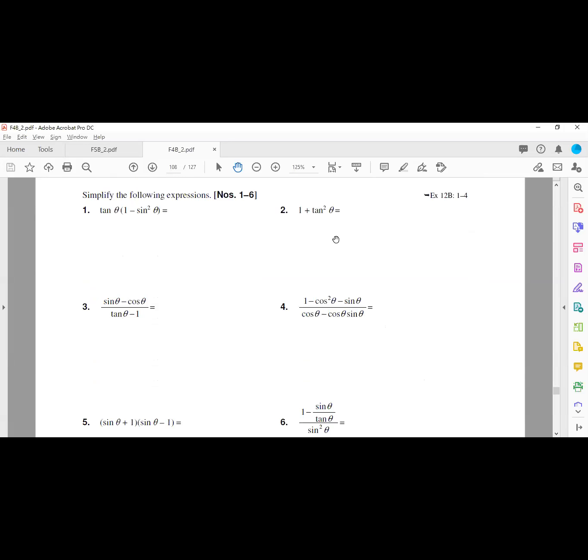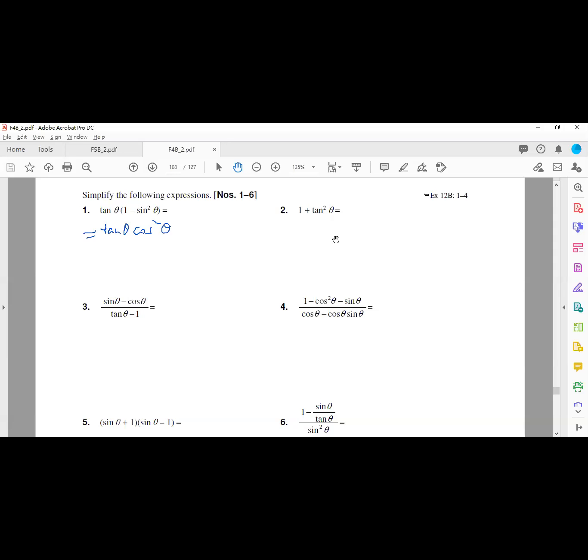Number one. If you see 1 minus sine square theta, then you just change it, because we know that sine square theta plus cosine square theta is equal to 1. A plus b is equal to 1, so 1 minus a will be equal to b. The sum of two things is equal to 1, then 1 minus one of them will become the other. So I just keep the tangent theta unchanged, and this becomes cosine square theta.